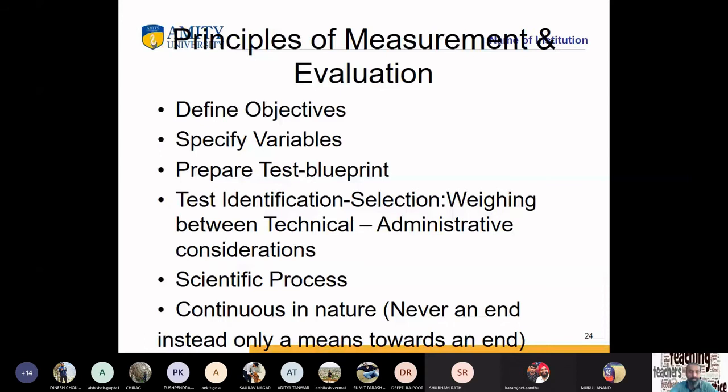So you have to weigh between the technical considerations as well as the administrative considerations. You may not be able to use a test which is technically very authentic but administratively not feasible. Administratively, when I say, we will come to it in detail, it may be due to the cost factor, the time factor, the skill factor and various other factors. But sometimes this, again, is one of the very important principles.